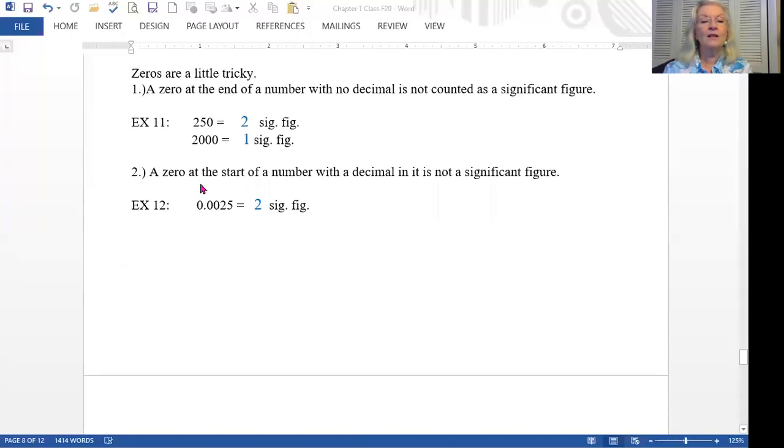Suppose we have a 0 at the start of a number. Well, there's a 0 and a decimal and 2 more zeros. None of those zeros start. We start counting our significant figures with the first non-zero digit. So this number only has 2 sig figs.